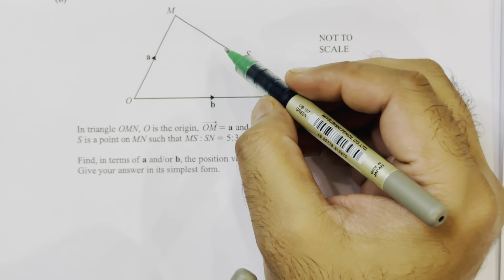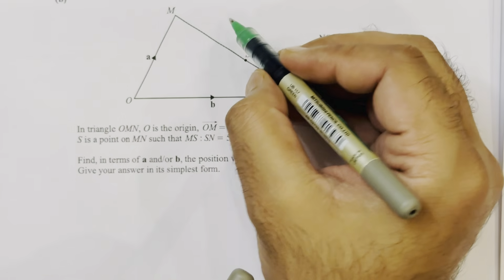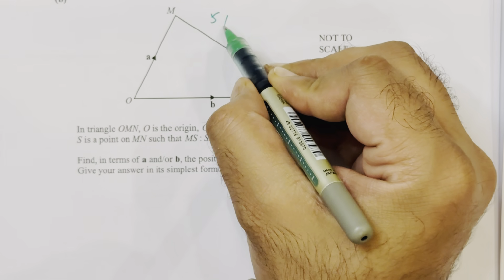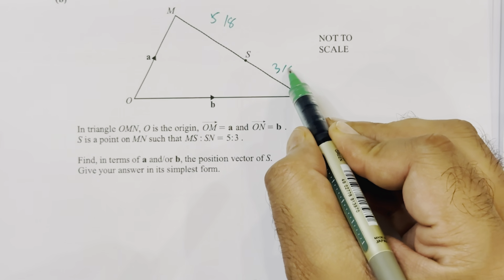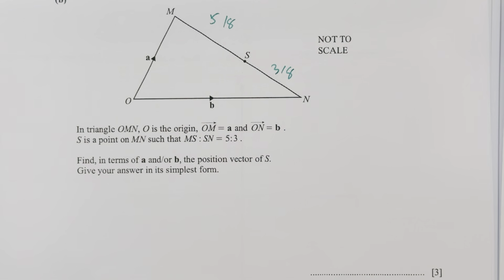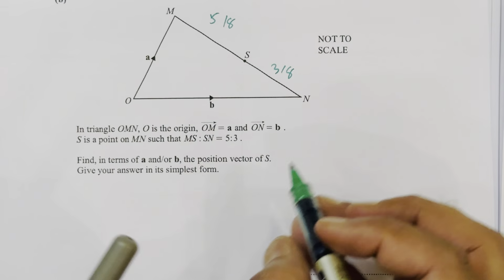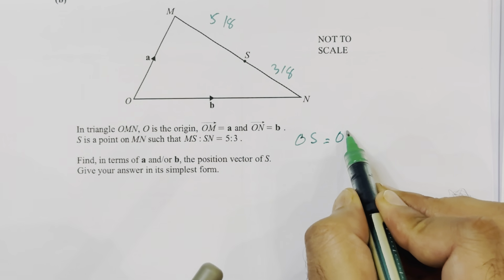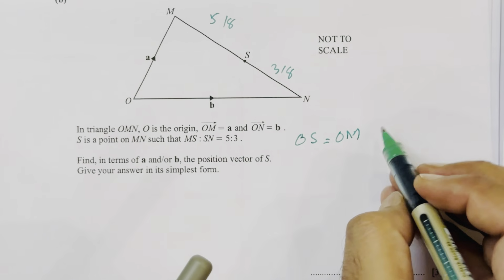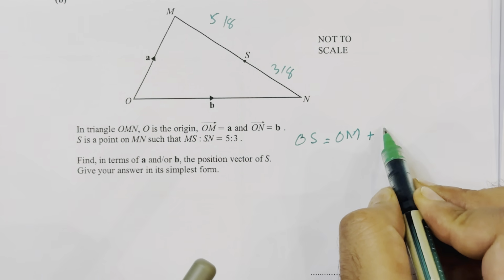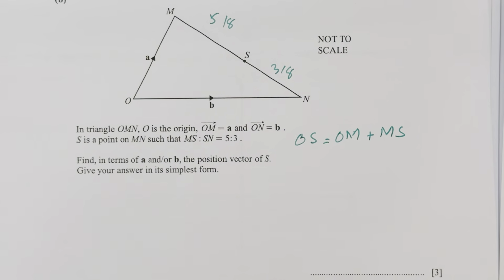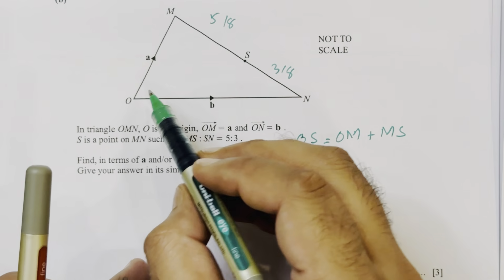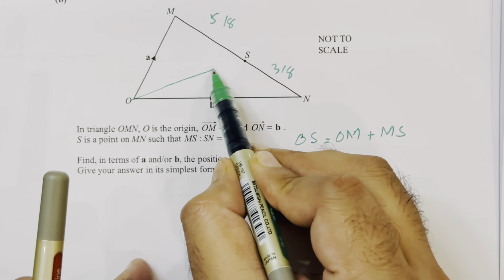So we know that this value is 5:3. It would be 5/8 and this would be 3/8. Okay, and this value is given. So we have to find the position vector. Position vector would be OS, and the formula for OS would be OM plus MS. So OS is equal to this value.